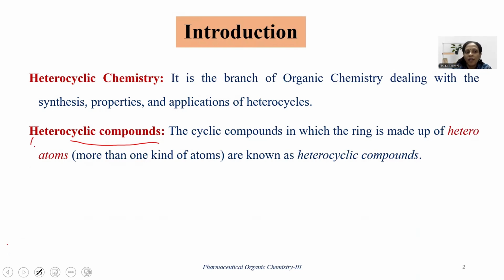So the meaning of hetero is more than one kind of atoms. So the cyclic compounds in which the ring is made up of more than one type of atom, that is heteroatoms, are known as heterocyclic compounds.